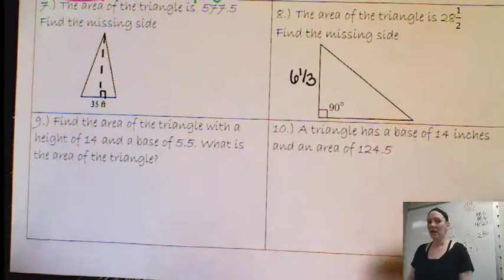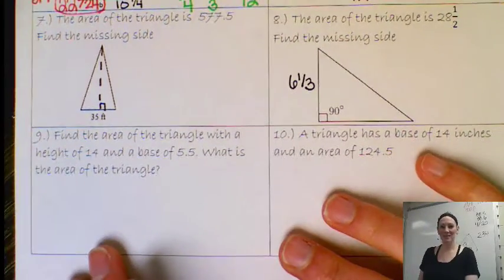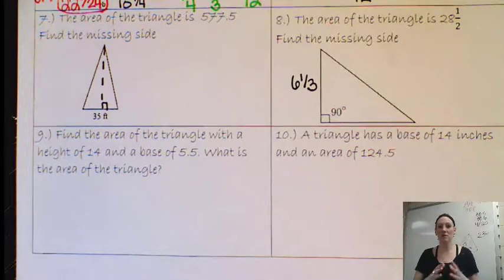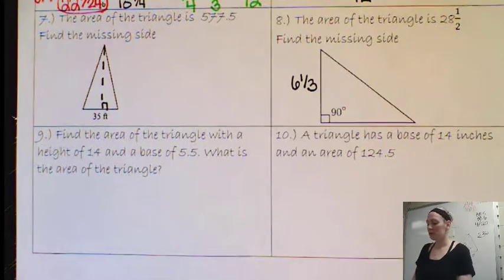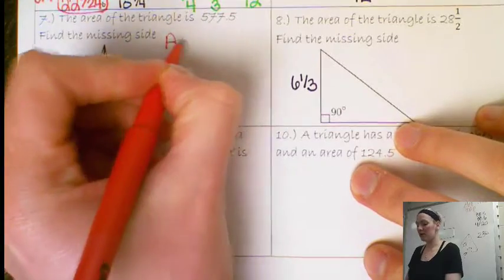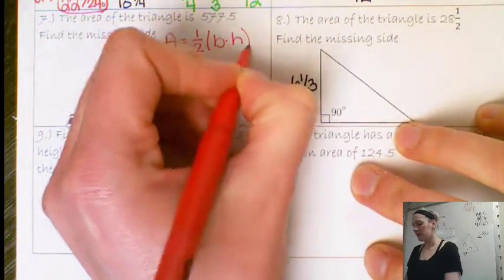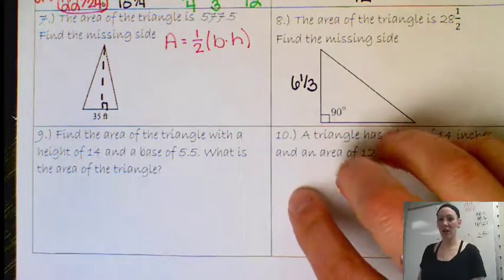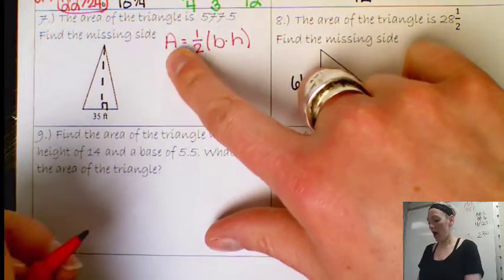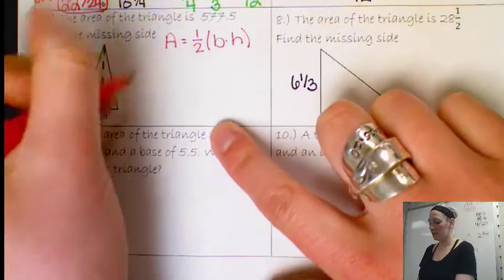Example number 7. We get into a little bit more difficult stuff. This one says the area of the triangle. This one gives us the area. It says our area is 577.5, and we need to find the missing side. So we're given our formula: area equals half base times height. I start thinking to myself, which of these things can I fill in? Well, I know what the area is, so I can fill that in.